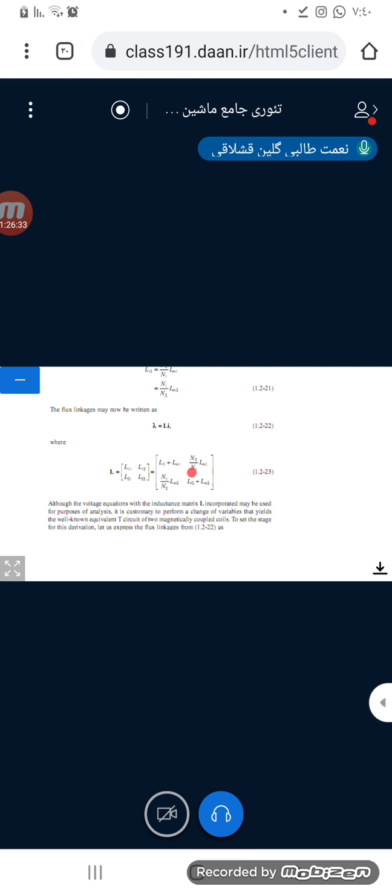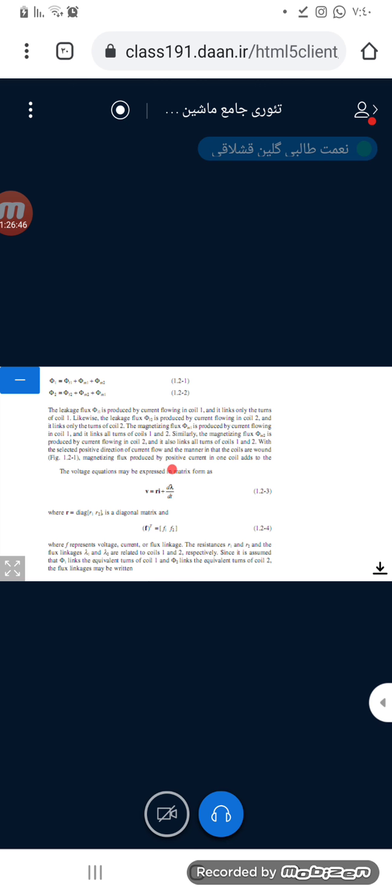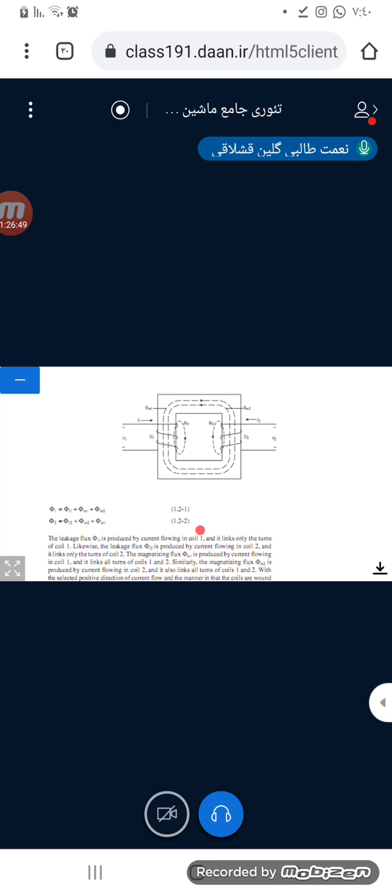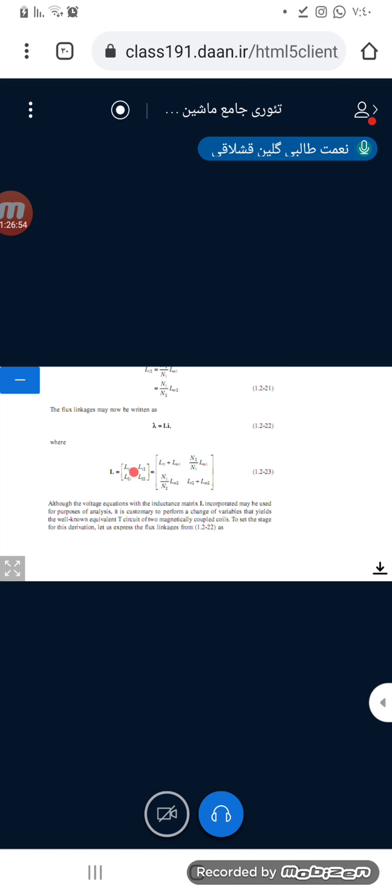This is a representation. I'll try to say it again. This is a representation of a magnetically coupled circuit in electrical form, where instead of the magnetic variables, such as fluxes, we use electrical variables.